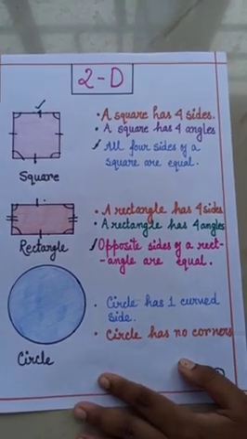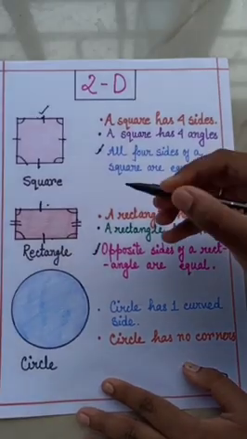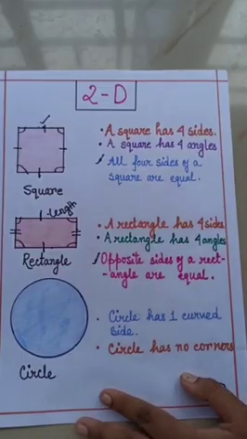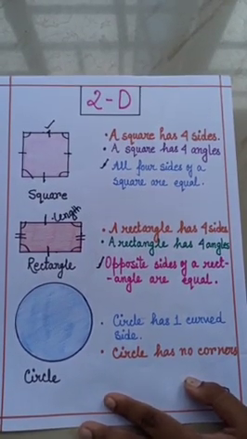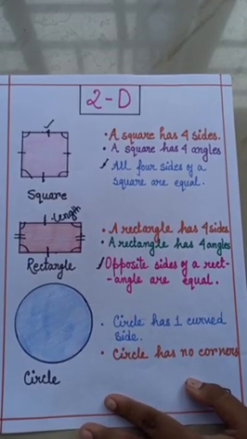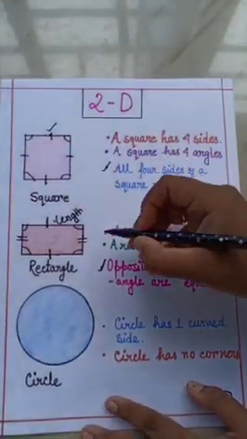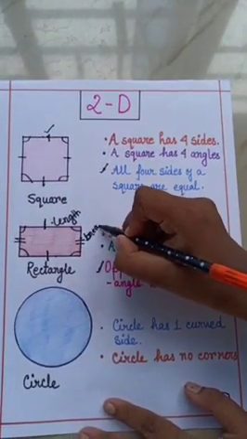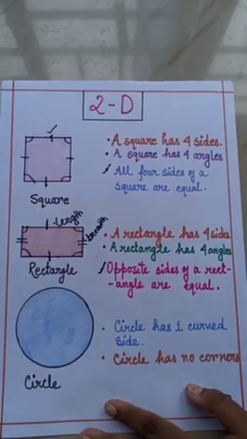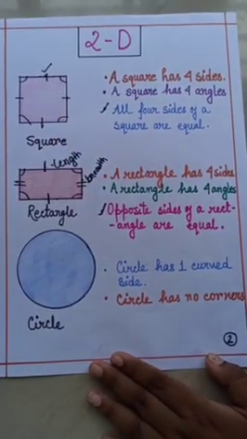That's why in a rectangle, the bigger side, that means this side and this side, is called length. L-E-N-G-T-H, length. That means a rectangle has how many lengths? 2. 1, 2. And a rectangle has two breadths. 1, 2. Okay, so how many lengths does a rectangle have? 2. This and this. And how many breadths does a rectangle have? 2. This and this.